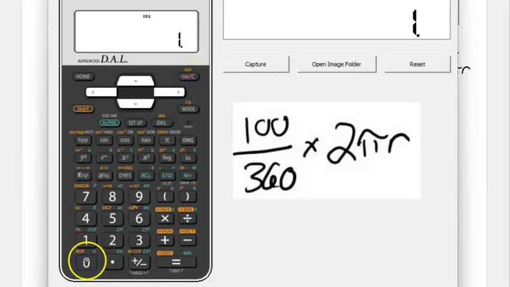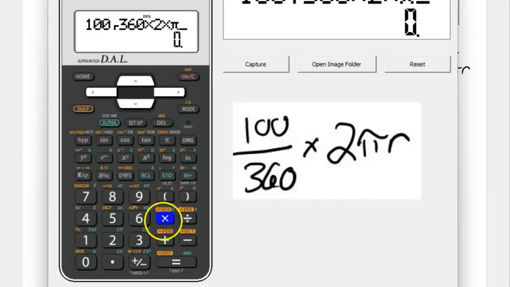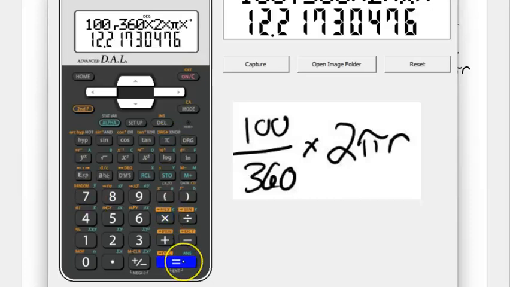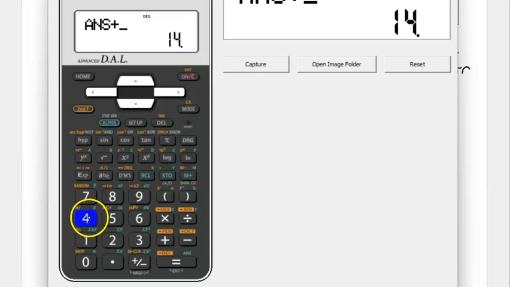So once again, I'm going to do that one more time. I had 100 over 360, so I use 100 and I use the ABC button. You could do 100 divided by 360 and get the same answer. And multiply that by 2, and multiply that by pi, and multiply that by 7, because that's our formula, and that gives us 12.21, etc. Is that the final answer? Still need to add the 14 in there.